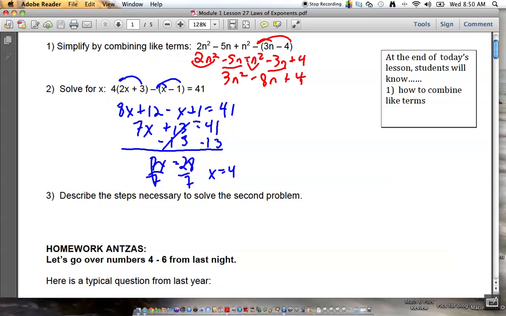Okay? Now, describe the 3 steps necessary for the second problem. This question exists because sometimes they give you a question and then they give you choices as to what you could and couldn't do. So, what are the 3 steps that you did on number 2, or 3 of the steps? Who wants to say one of them?